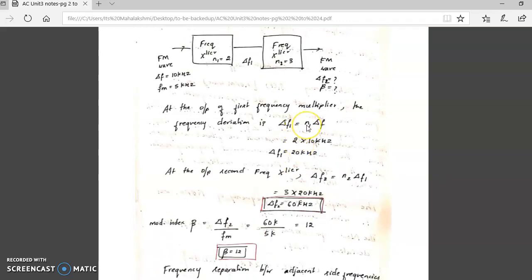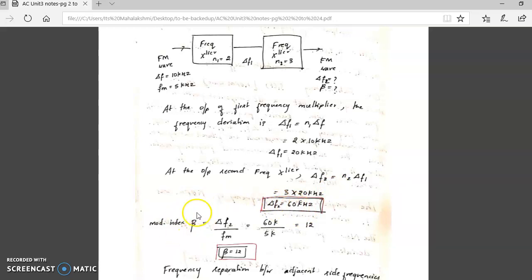So you have understood how we have obtained delta F1. This is nothing but this one, 2 into 10 kilohertz. Next, similarly, find out delta F2. Delta F2 is equal to n2 into delta F1. That is this one. n2 into delta F1. So that you will get at the output. So delta F2 is equal to 60 kilohertz.